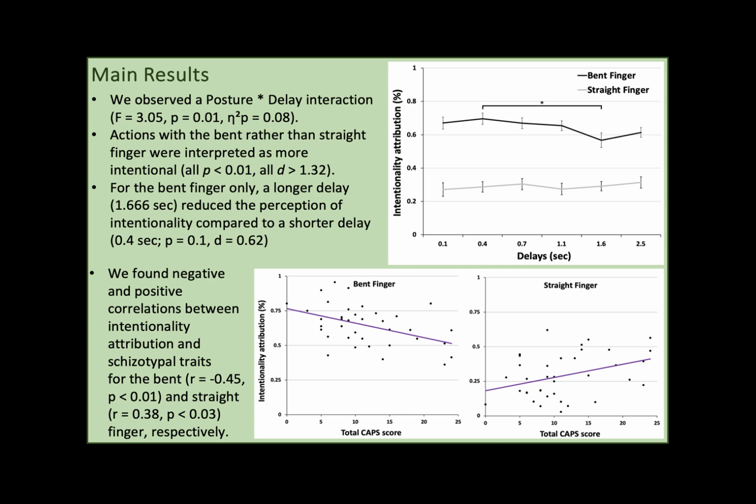We found that finger posture greatly influenced how participants interpreted the downwards motion of the index finger. This figure shows that there was a greater percentage of intentionality attributed to the actions performed with the bent finger in comparison to the straight finger posture. It also shows that time decreased the perceived intentionality only for the bent finger. In terms of the relation between schizotypal traits and intentionality attribution, we found a negative correlation for the bent finger posture and a positive correlation for the straight finger posture.